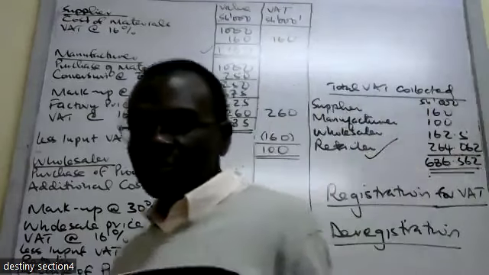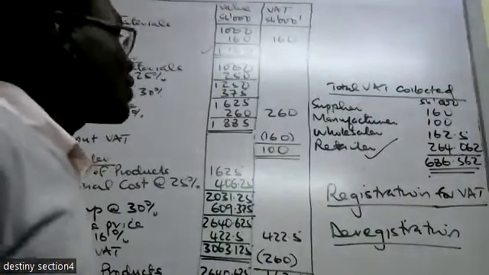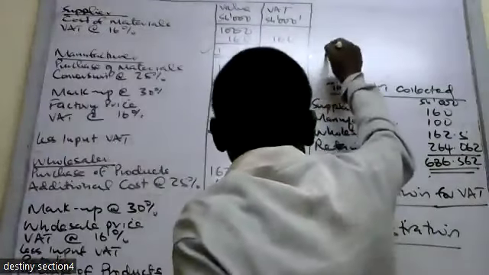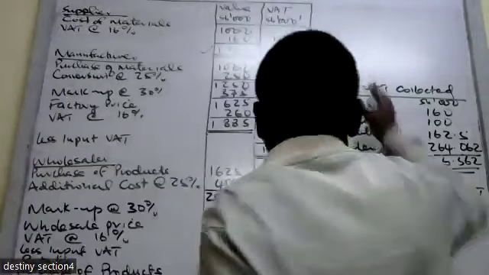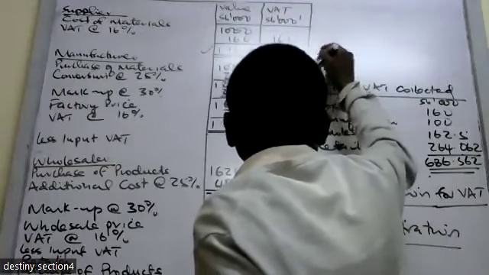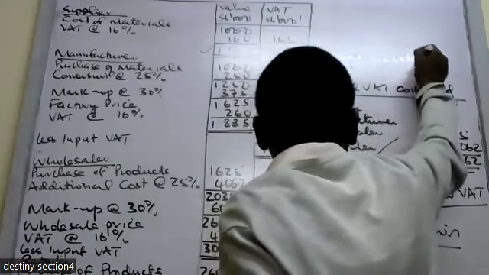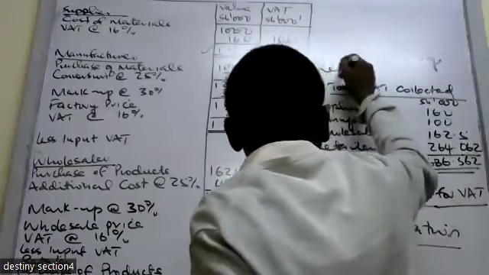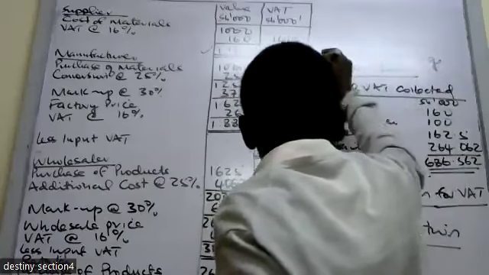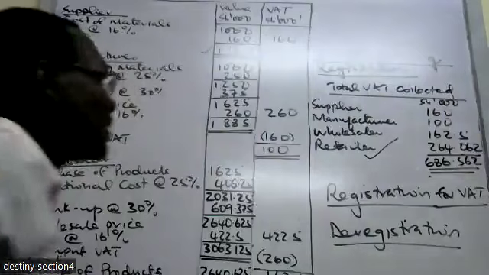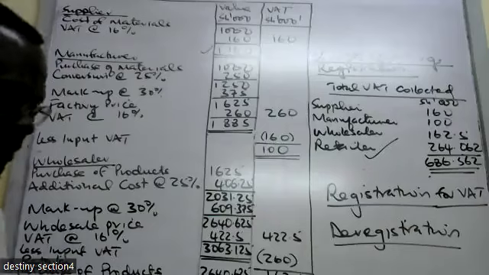Then we also look at changes affecting registration. So what changes will affect registration? There are some changes which the commissioner must be informed of immediately or within 14 days when they happen to the business, because they'll directly affect the registration.